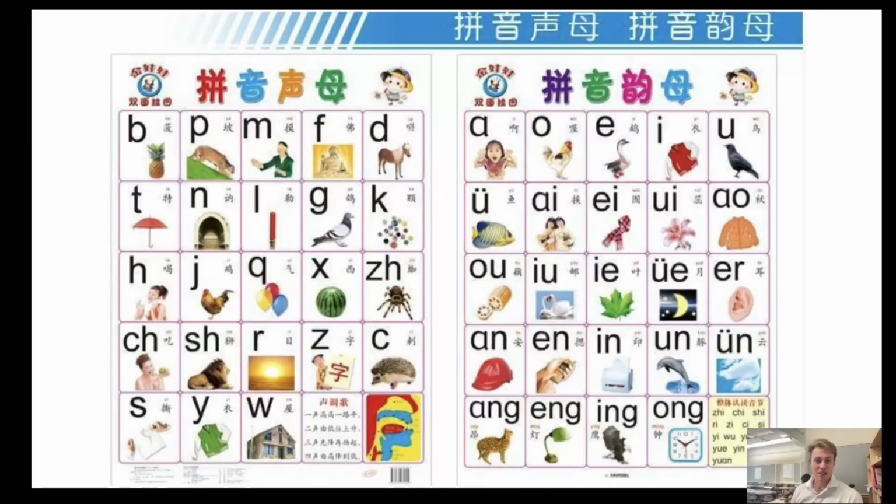So in pinyin, we do have an alphabet as well. We will arrange it usually like this. You'll notice that there's some that are multiple letters together. That's because it's based on the sound and not just on the letter order like in English.